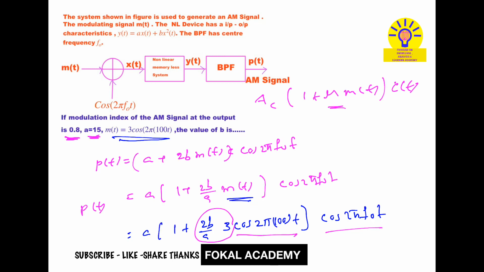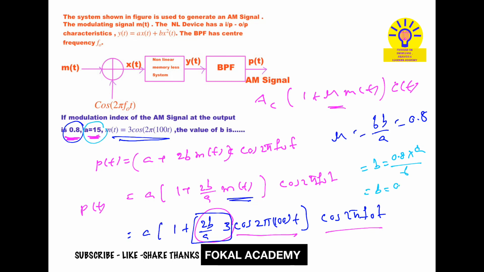Now substitute here: μ is equal to 6b/a. So 6b/a is given as 0.8. From this we get b = 0.8·a/6, but a is given as 15. Substituting, b = 0.8·15/6. By simplifying this we get b = 2. So the b value is 2 for the given problem, and this is the procedure for getting the answer.